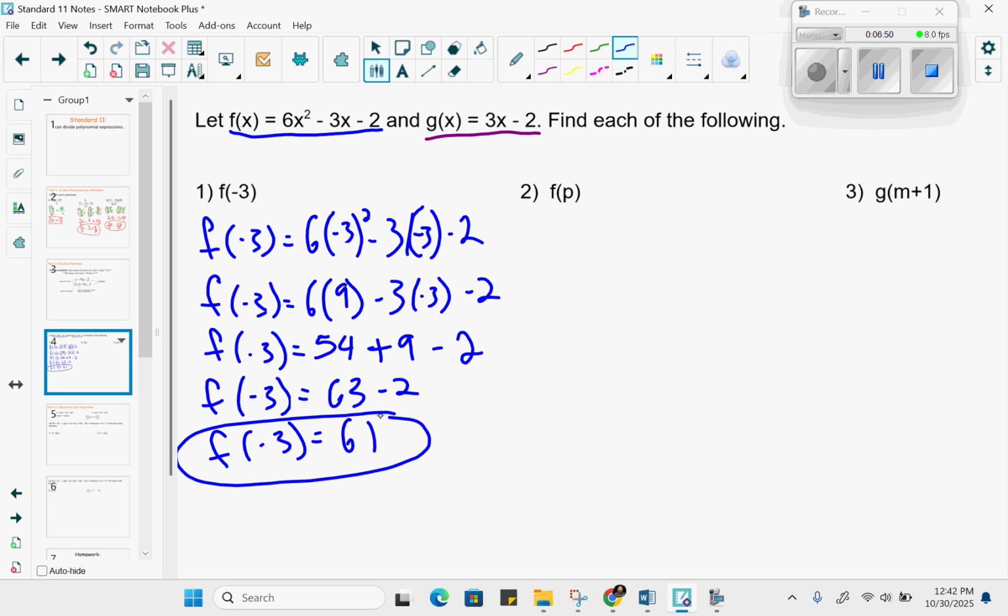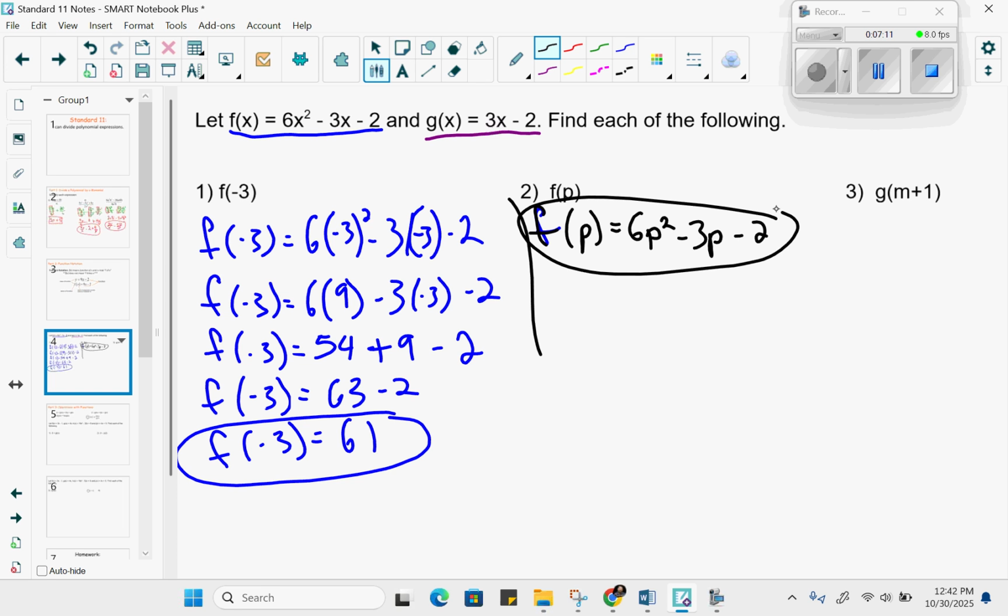Number 2, what if it's just a letter? Well, that's no big deal. It's f of p now instead of f of x. Let's do this one in black. F of p equals, I take that same one, but where it was x, I'm going to write p. So 6 times p squared minus 3 times p minus 2. That's it. We just replace it. You can't simplify it. If there's anything you can simplify, do it, but we cannot.